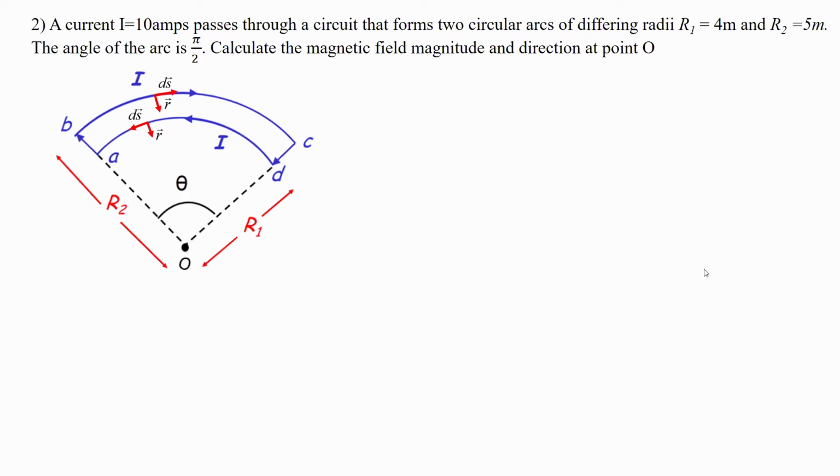So we have this circuit that's shown here. I don't know if you can see my mouse moving around. This wire is bent into two circular arcs of different radii. One's at 4 meters, the other at 5. And the angle of the arc is 90 degrees, pi over 2. What we're asked is to calculate the magnetic field, the magnitude and direction, at point O, our observation point. Okay, so the current is given to us, the radius is given, we have the geometry, so you need to use Biot-Savart.